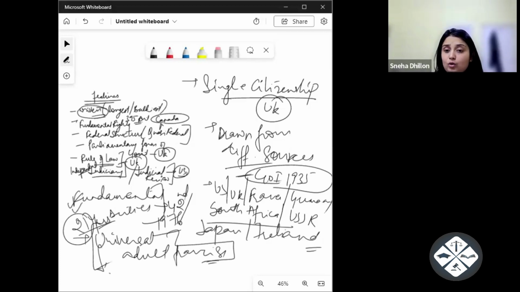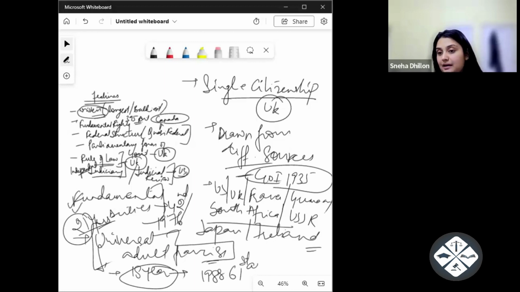Later, this legal voting right was made 18 years. Now the age is 18 years, and it was made so in 1988 through the 61st Amendment. Through the 61st Amendment it was made 18 years for everybody to vote or to choose a representative for themselves.